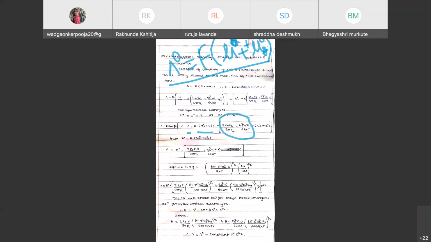And now tell me, whatever this value is, f into u naught plus u naught minus, that is equal to what, guys? Lambda naught. So it will be as it is. Whatever this equation is, this equation is lambda is equal to lambda naught.